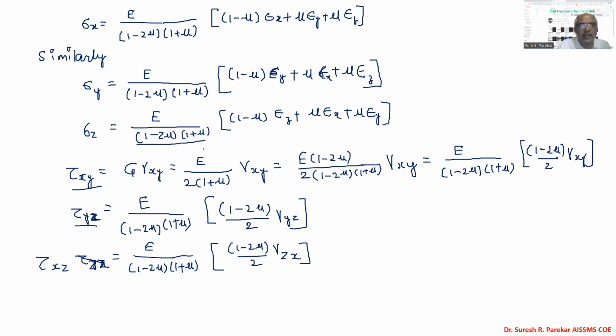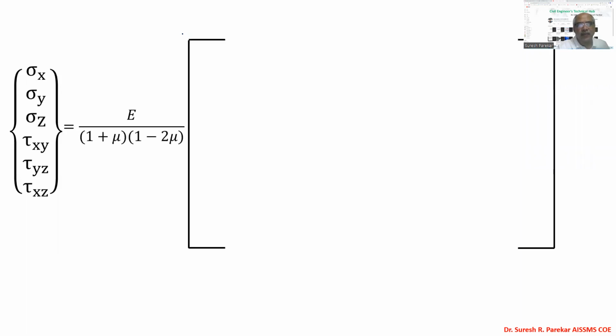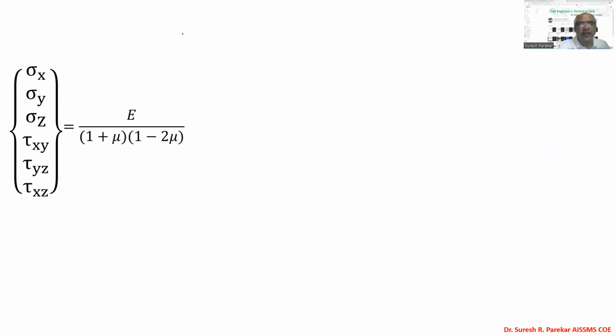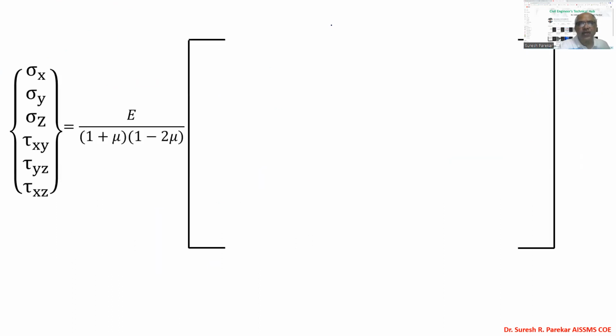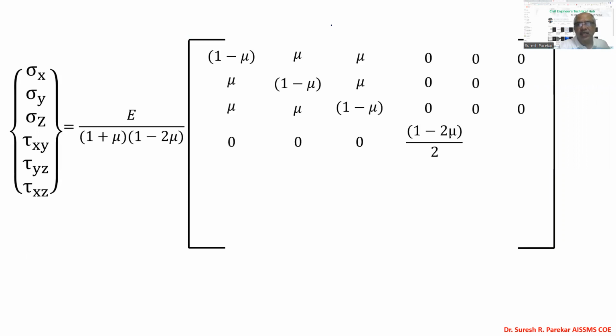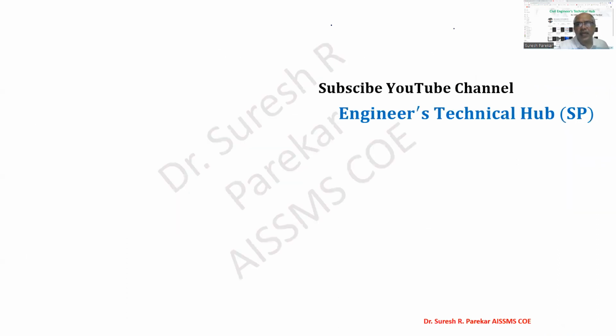And then from this, we can see we have E upon 1 minus 2 mu, 1 plus mu outside. So I have prepared this, E upon 1 plus mu, 1 minus 2 mu. And then you can see, for epsilon x we have 1 minus mu, epsilon y mu, epsilon z mu, and then others we have 0 for shear strain. So we have prepared this matrix by using this. And in shear, we have seen 1 minus 2 mu upon 2. And likewise, this will be the stress-strain relationship in 3 dimensions. So likewise, we have to derive this.